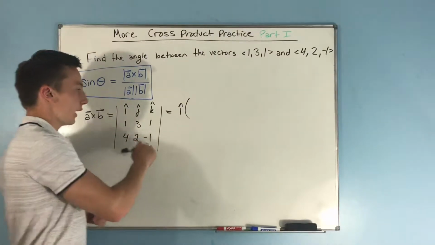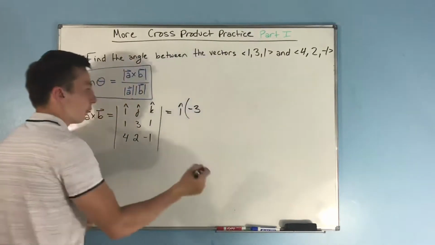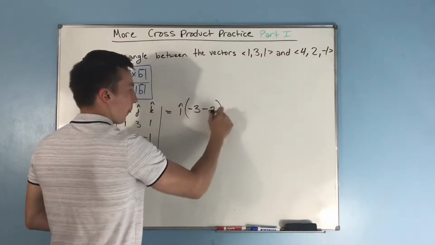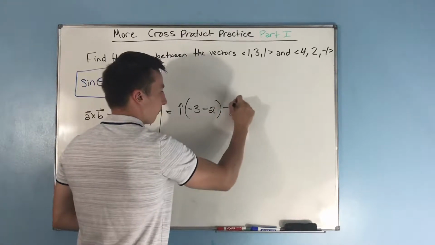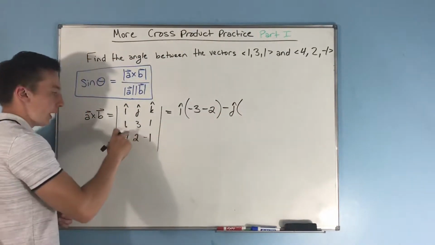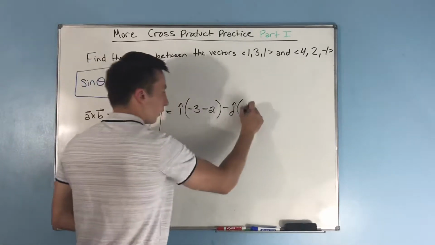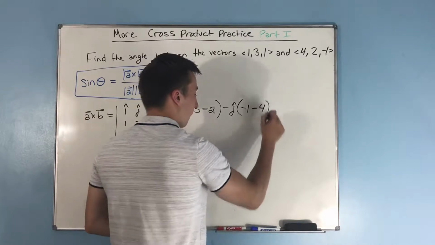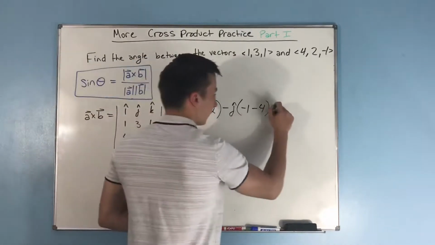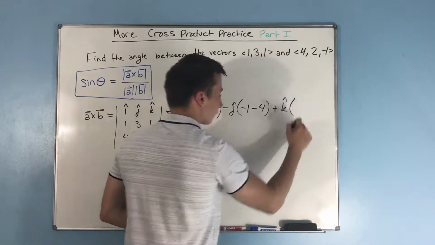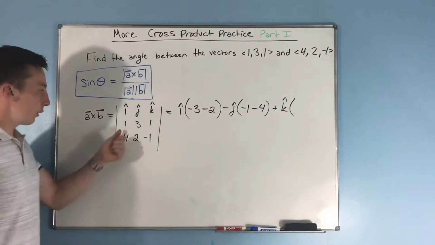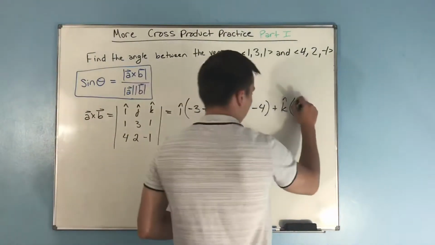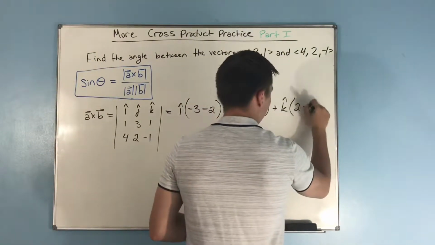3 times negative 1 is negative 3, and then we subtract 2 times 1, which is 2. Then we do minus j hat, and we have 1 times negative 1, which is negative 1, then minus 4 times 1, which is just going to be 4. Then we have plus k hat, and we have 1 times 2, which is 2, minus 4 times 3, which is 12. So we have 2 minus 12.